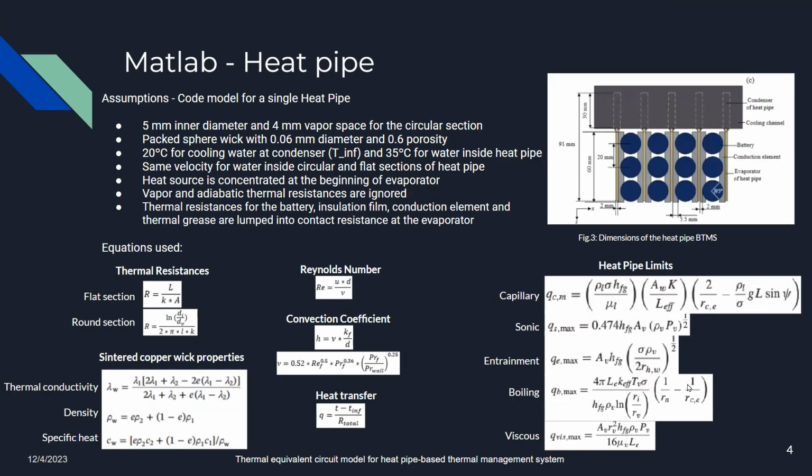That's good. Couple new assumptions I added since the last presentation is that now the thermal resistance for the battery insulation film, conduction element, and thermal grease are all lumped into one single contact resistance term at the evaporator. And also the heat source is now concentrated at the beginning of the evaporator instead of spread across the entire evaporator section like shown in the picture. Next slide, please.